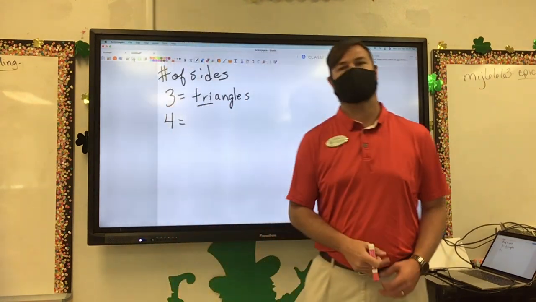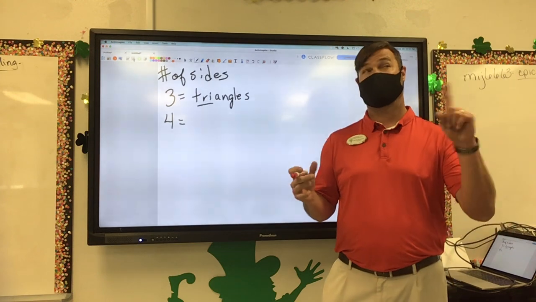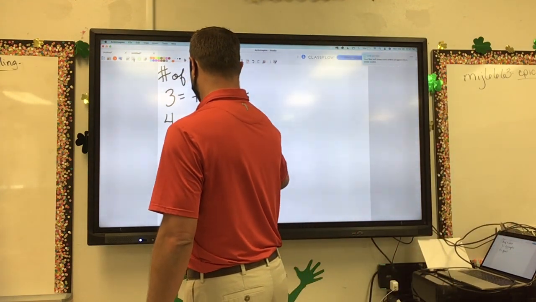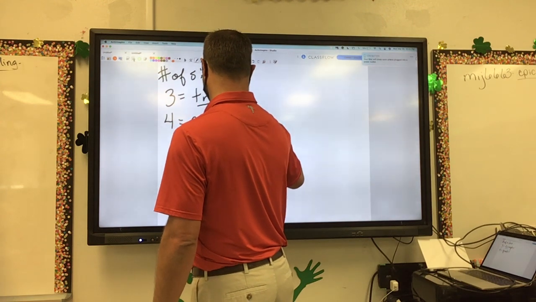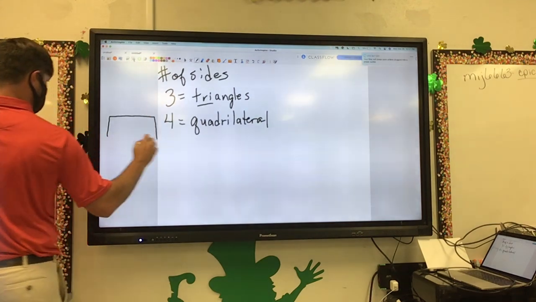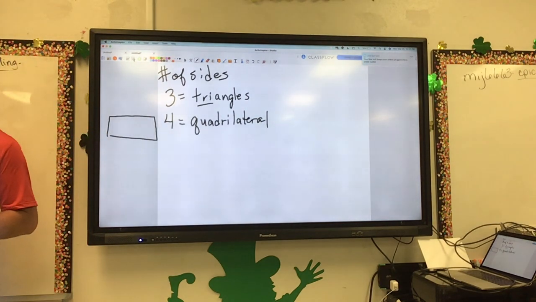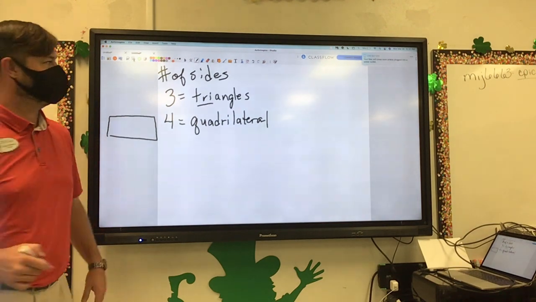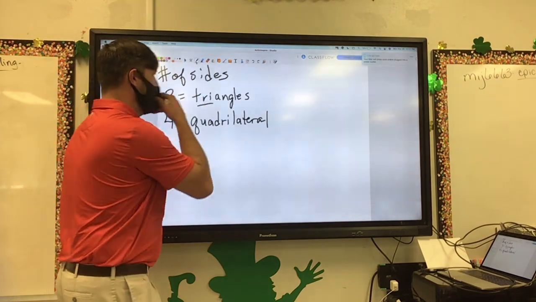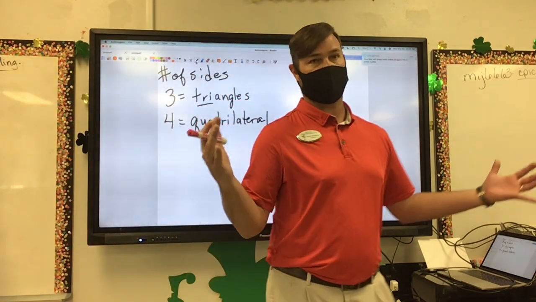And in 4th grade, you probably learned this one. What is a 4-sided figure called? Square. I was waiting to see. It's not a square. It is a quadrilateral. Because is this a square? No. But it's got 4 sides. Not a square. It's a quadrilateral. Quadrilateral means it has 4 sides. We will get into different types of quadrilaterals tomorrow, but today, if it has 4 sides, it's quadrilateral.